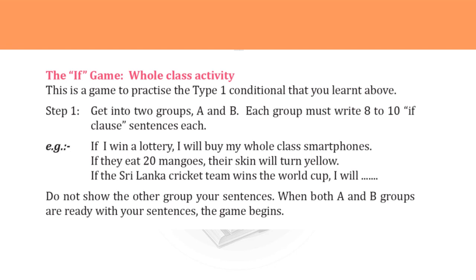If I win a lottery, I will buy my whole class smartphones. If they eat 20 mangoes, their skin will turn yellow. If the Sri Lankan cricket team wins the World Cup, I will. Do not show the other group your sentence. When both A and B groups are ready with your sentences, the game begins.